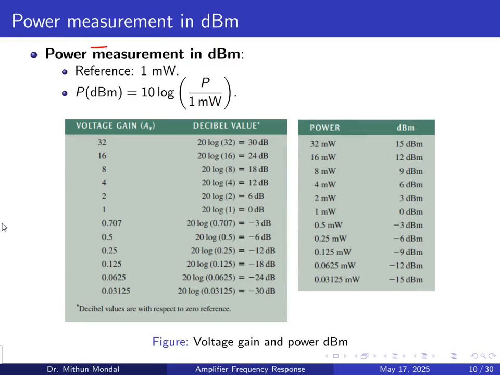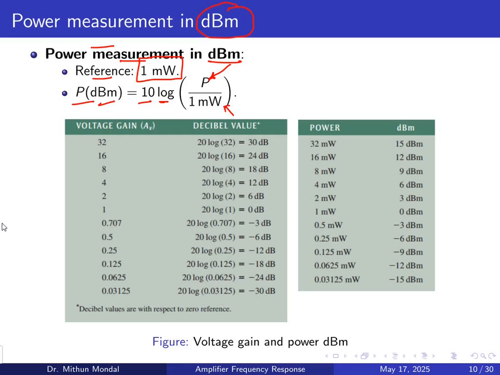So when we measure the power, the unit we take is dBm. So power measurement in dBm, where the reference we take generally is 1 milliwatt, and the power in dBm is given by 10 log of the actual power divided by 1 milliwatt.